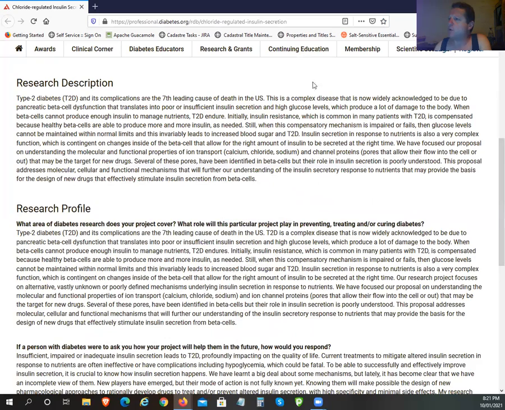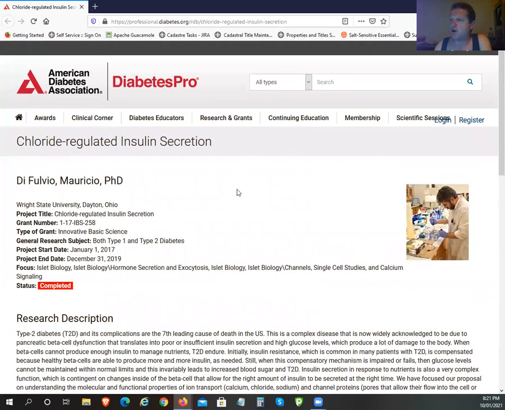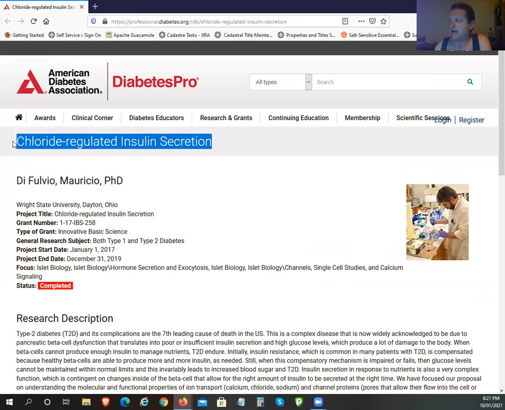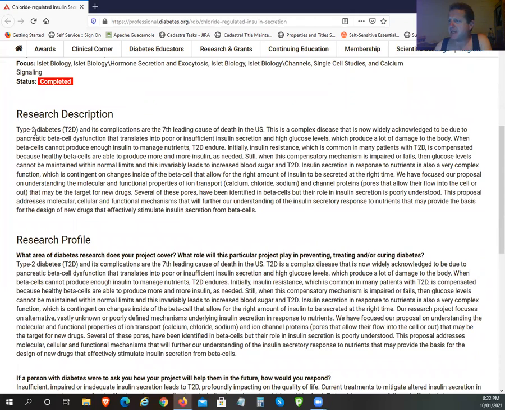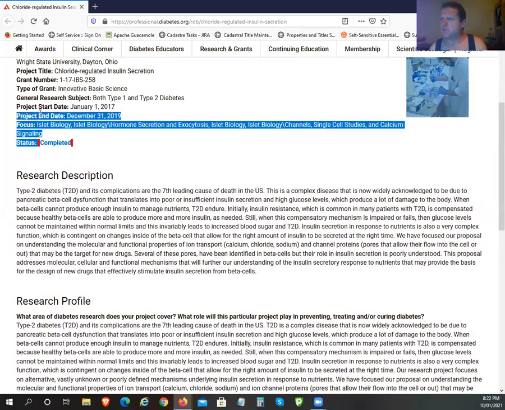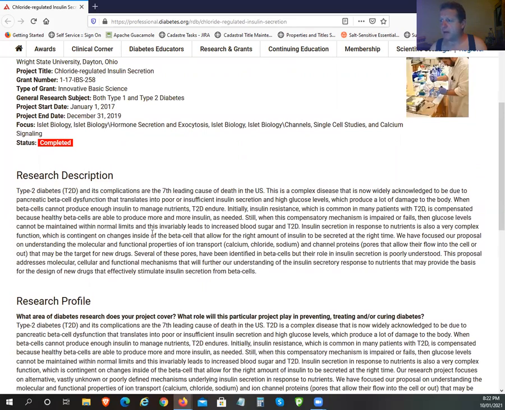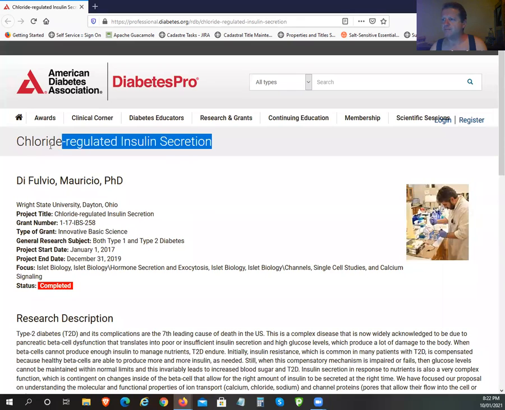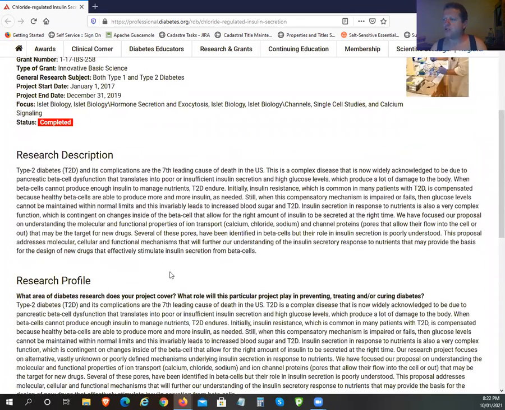Now, I came across a very important project. This project was done by the American Diabetes Association, that wonderful organization of truthfulness, as far as you can throw them. But at least this PhD student was looking at chloride regulation of insulin secretion. So basically, he's just talking about the description. This has been completed, and they're looking at complications of type 2 diabetes. The project ended in December. I'm just waiting for the full publication of this. But from the title, you can work out that they're talking about chloride. I'll just read the description.